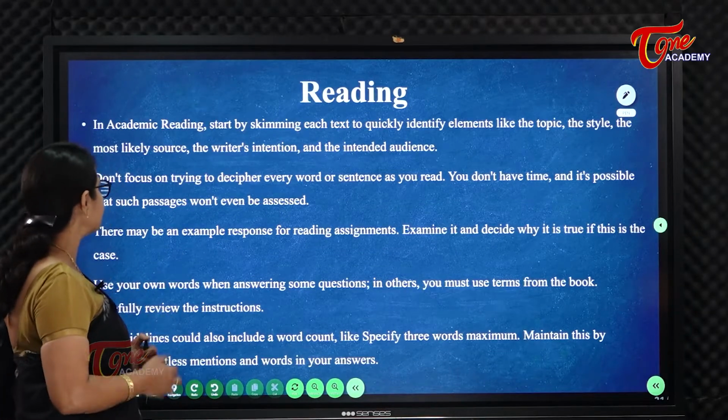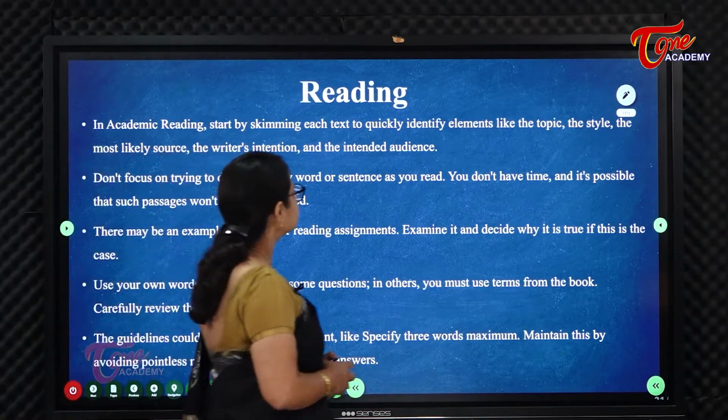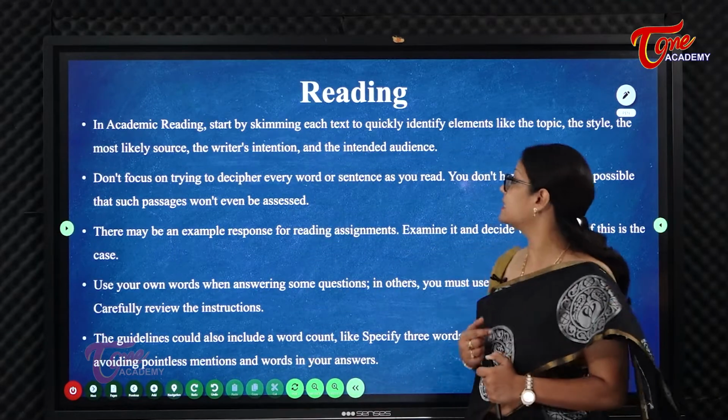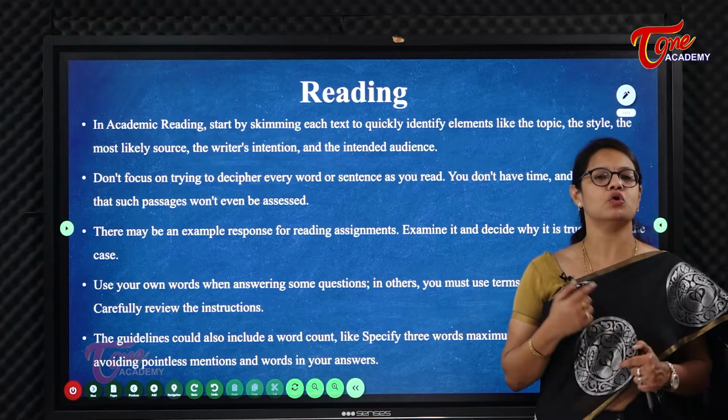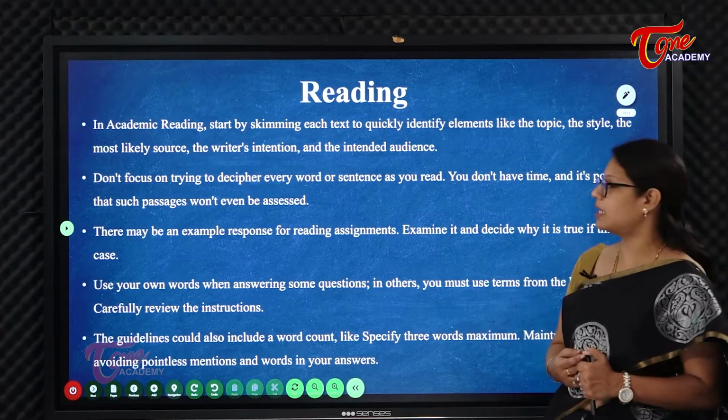Moving on to the reading segment. In the academic reading, start by skimming each text quickly to identify elements like the topic, the style, the source, the writer's views, opinions, and the intended audience.